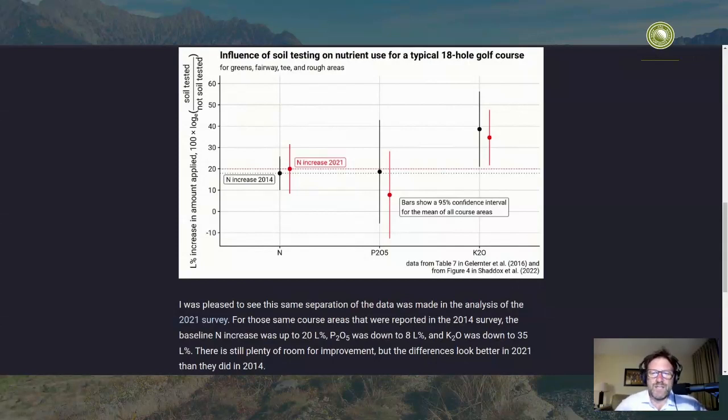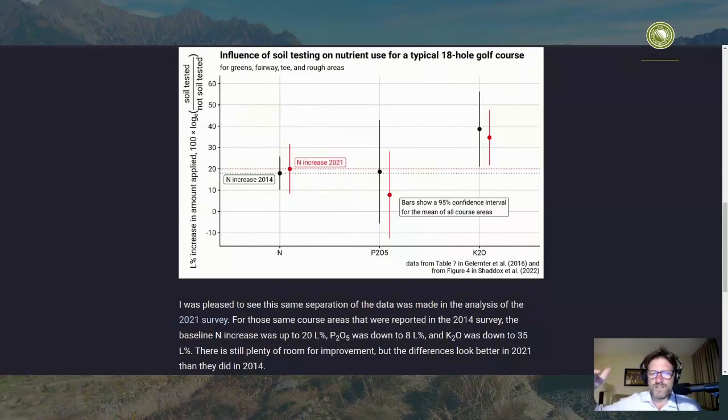So that tells me that the turfgrass managers are getting better recommendations, or are making better interpretations of the soil test results. And for potassium, there's still a bit of an increase, which is not a surprise, but the increase now is about 35%. So that's more, right? So definitely the baseline level is 20%.